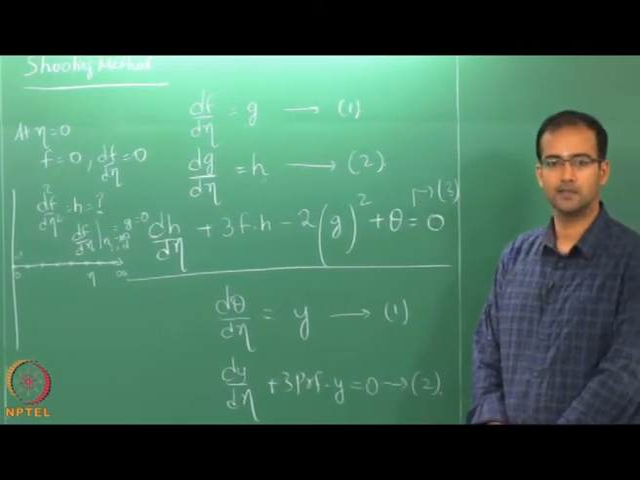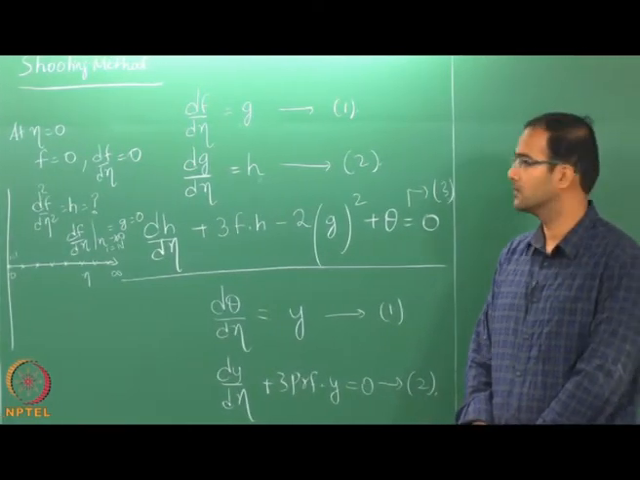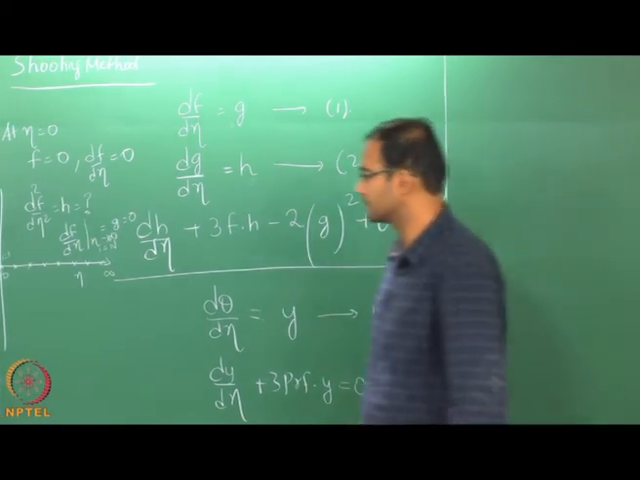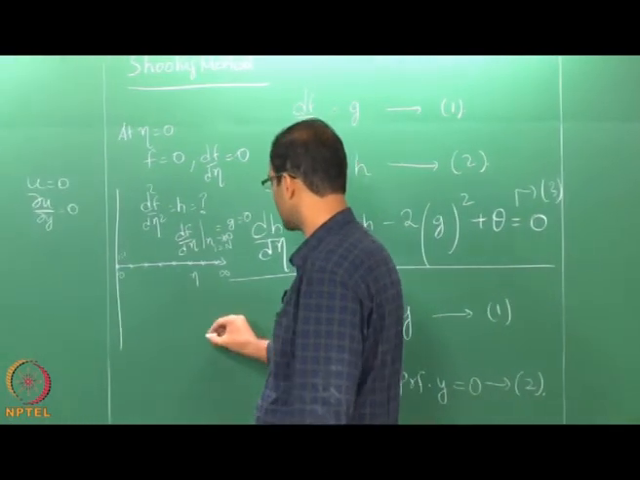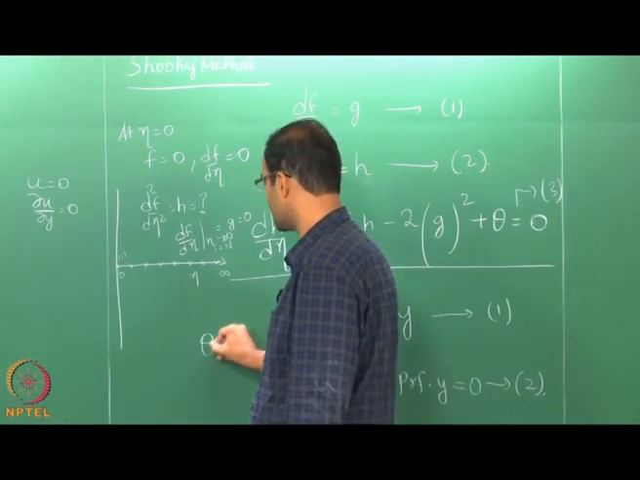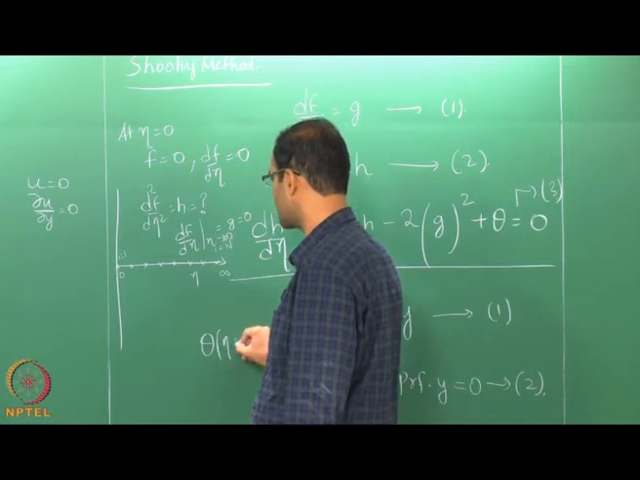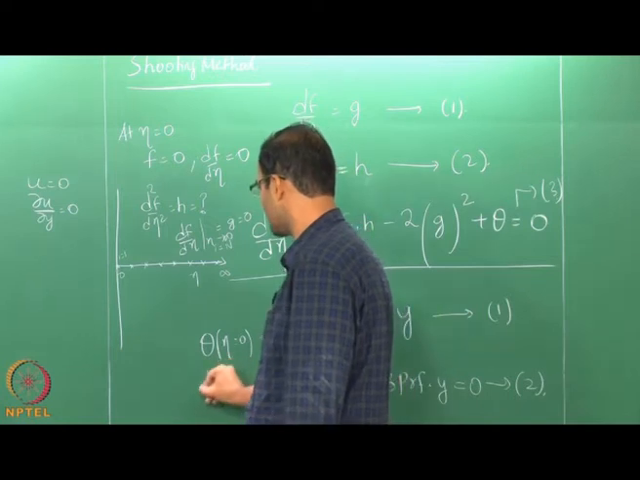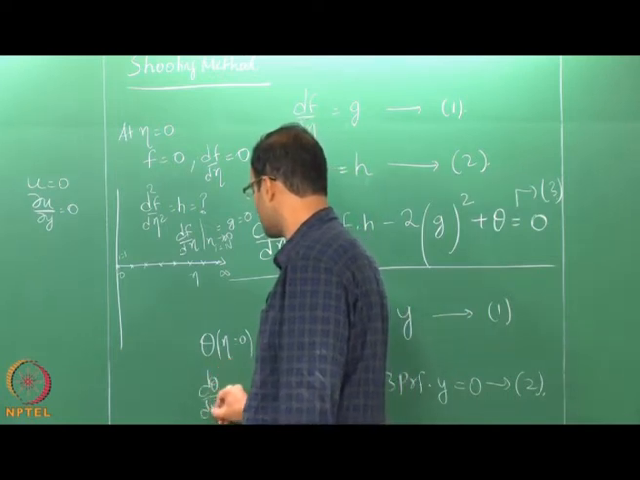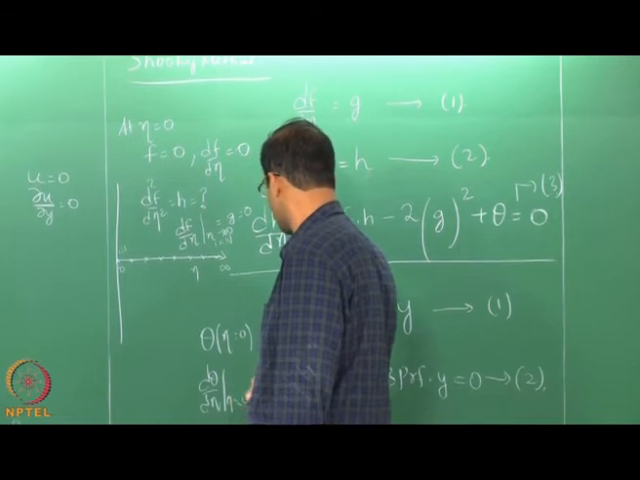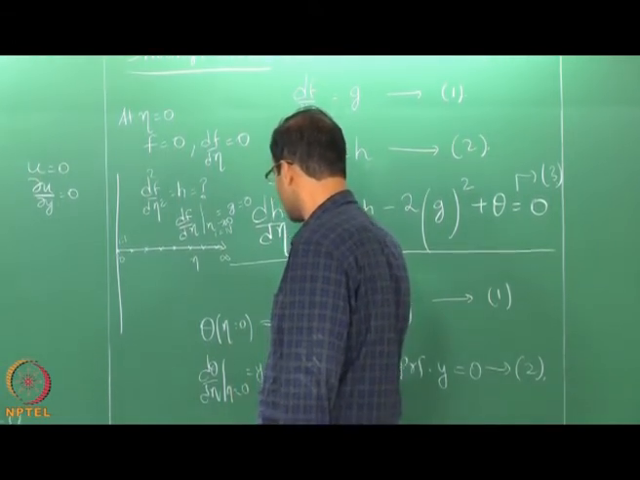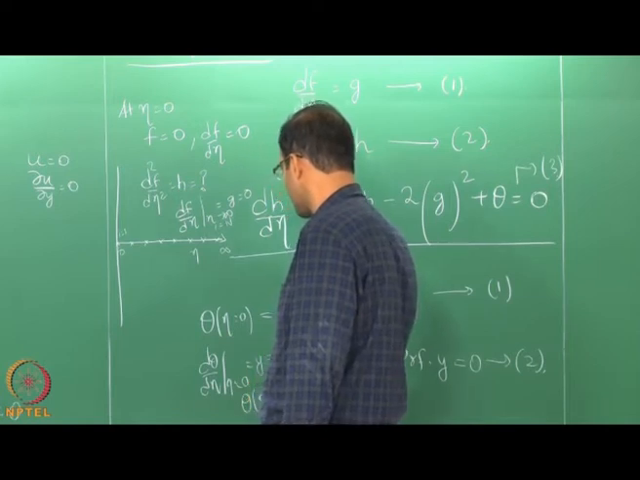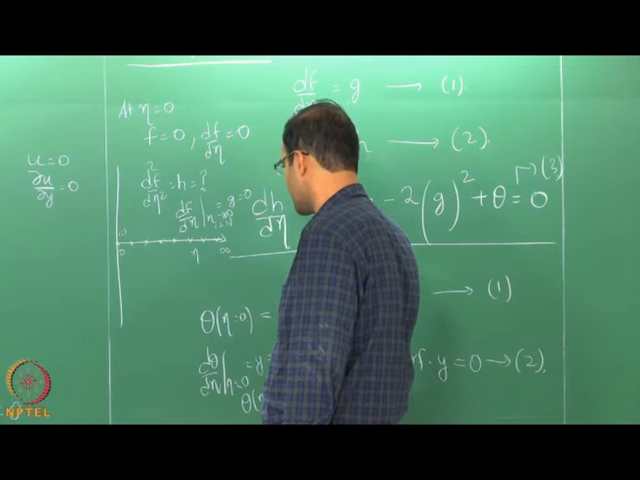This is like your Blasius solution again, where you have df by d eta equal to 1. Same way here also, for theta, you know that theta at eta equal to 0 is equal to 1, but you do not know what d theta by d eta at eta equal to 0 is. This is your y, which is not known, but what you know is theta at eta going to infinity, which is equal to 0.